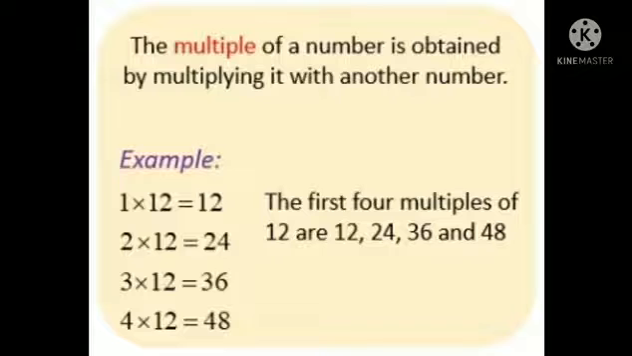Clear? Now see, for example, over here 1 multiplied by 12 is 12, 2 multiplied by 12 is 24, 3 multiplied by 12 is 36 and 4 multiplied by 12 is 48. So what are the first 4 multiples of 12? That is 12, 24, 36 and 48. So student, in simple language, whenever it is asked to find out the multiples, you have to write down the table of the given number. Here we found the multiples of 12. Means what we have done? We have written the table of 12.